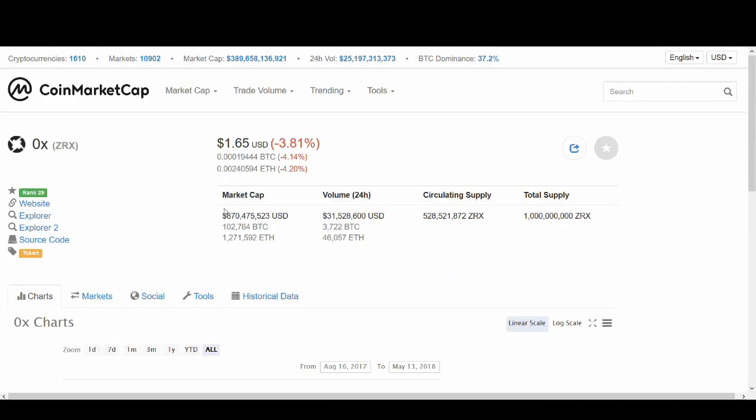So I'll end it on that note, guys. What are your thoughts? Do you think 0x will be added to Coinbase next? If not, why do you think 0x won't be added? And what I'd like you guys to do is comment below with the coin that you think will be added to Coinbase next. If it's 0x, put 0x. If you think it's Ripple, Stellar, or whichever one you think, leave it below.